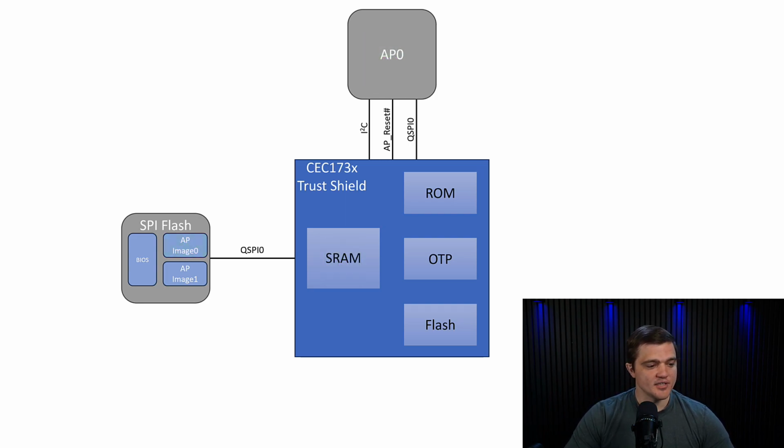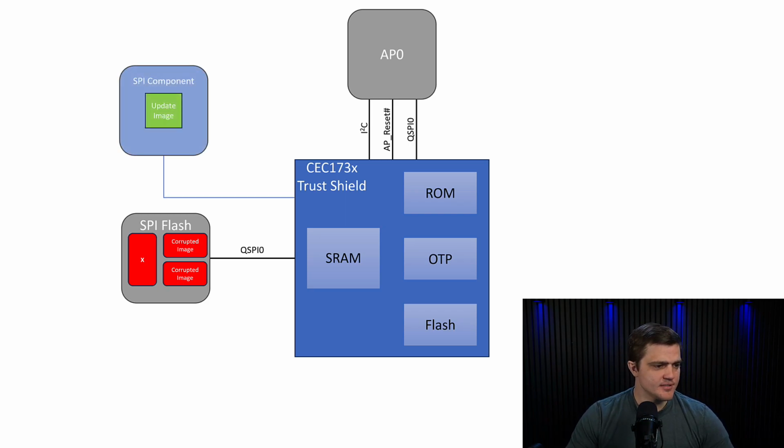Now, we do have a failsafe here with AP image 1. If AP image 0 for whatever reason is corrupted, we can boot using AP image 1 and then rewrite to AP image 0 so that on the subsequent boots it will work on that first image. But again, imagine we have a crisis where both of these are corrupted and we now no longer have access to our BIOS and we're not able to boot our system.